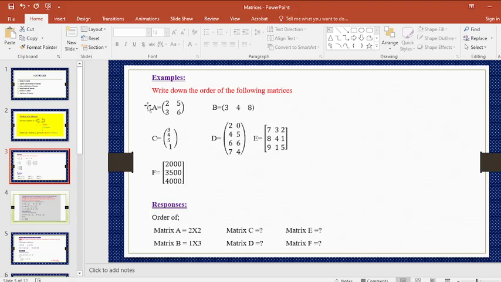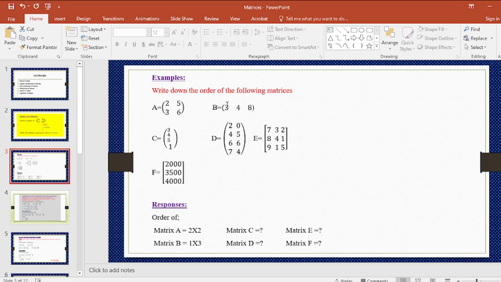Write down the order of the following matrices. We have matrix A, which is 2, 3, 5, 6. If you count the rows, 1, 2, then the columns, 1 and 2. So from our response, the order of matrix A is 2 by 2.